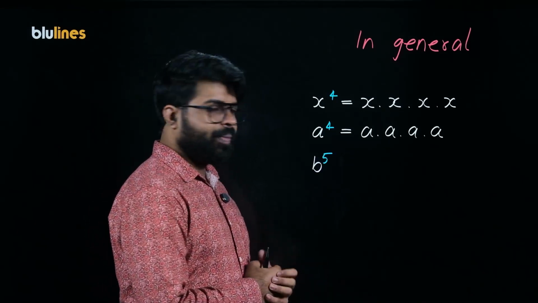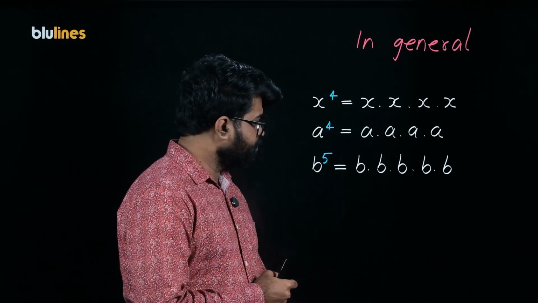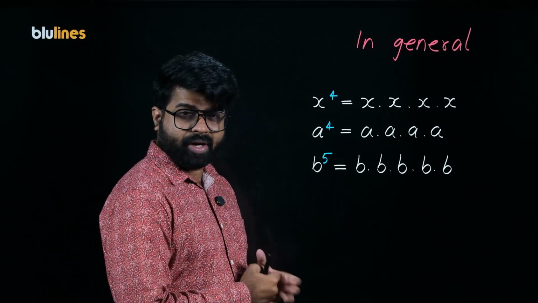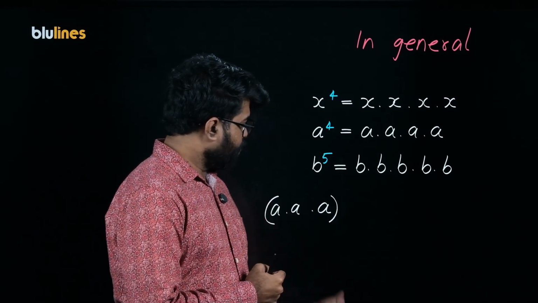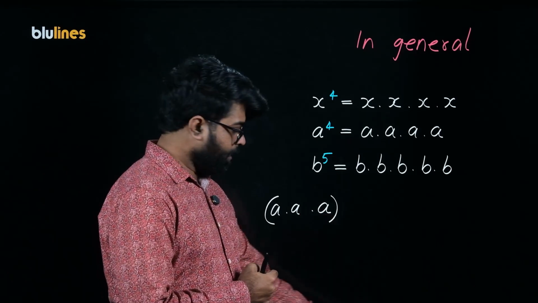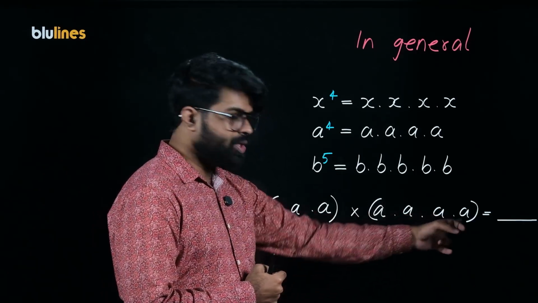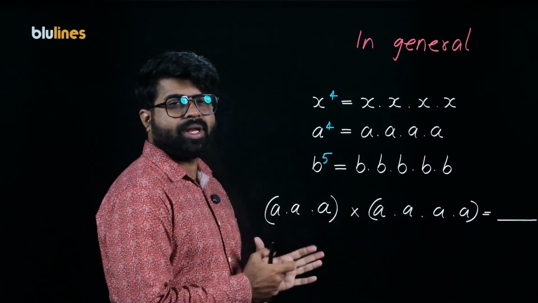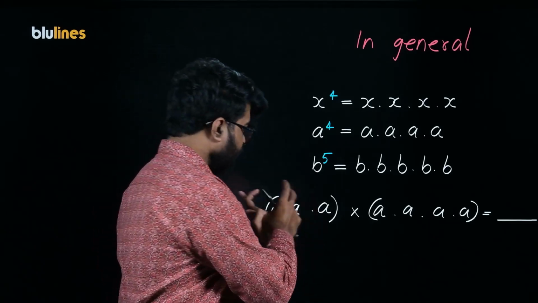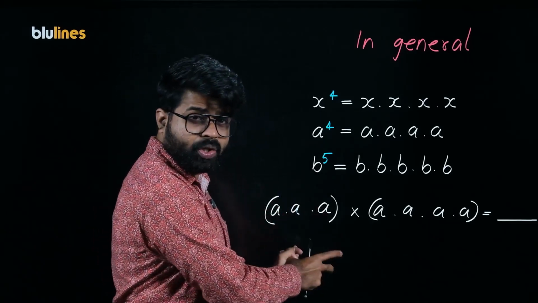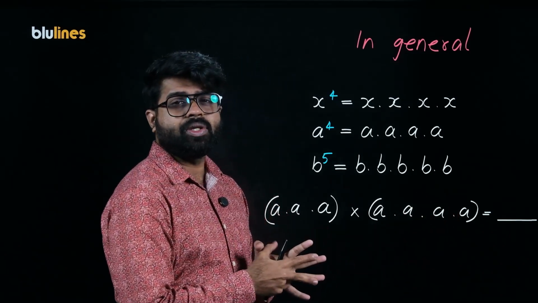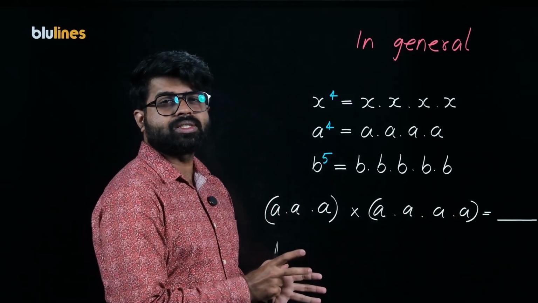Now next I have b raised to 5, which is equal to b multiplied with b multiplied with b, 5 times. Now here I have a into a into a, and here I have a into a into a. So how can I multiply these two terms? What is a into a into a? A cube. What is a into a into a into a? Which is a raised to 4. So what is a cube into a raised to 4? We are going to see such type of results.